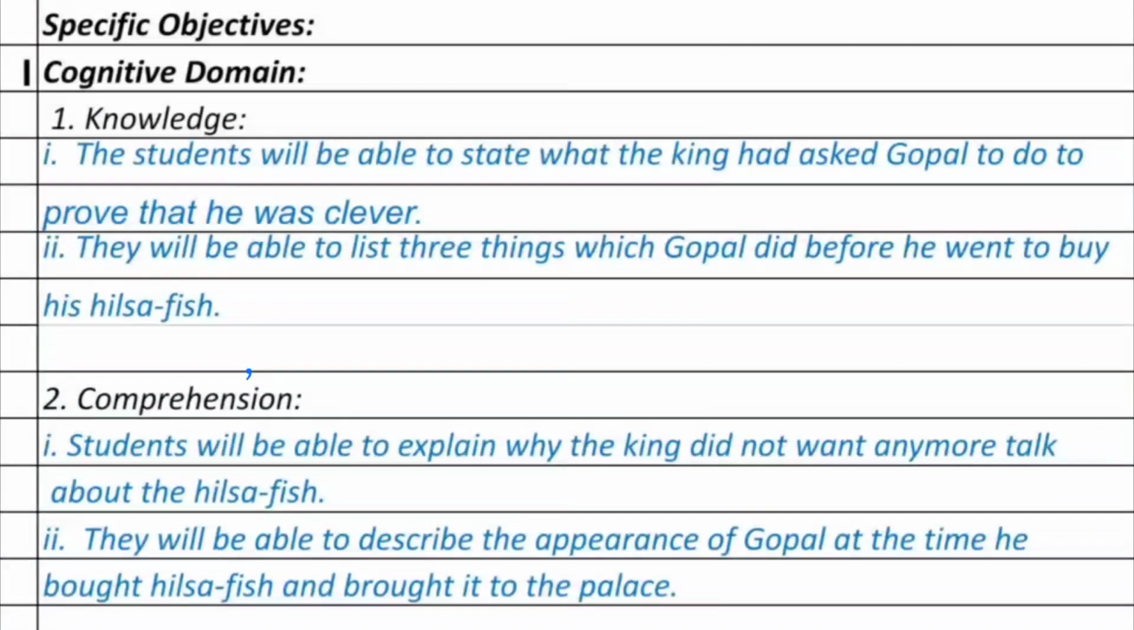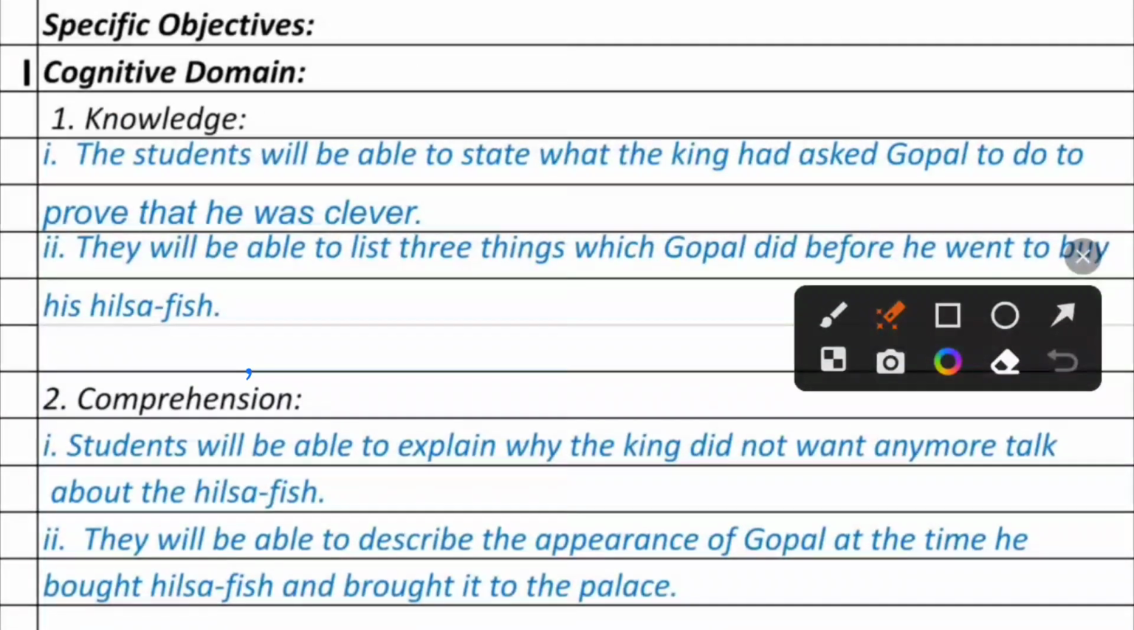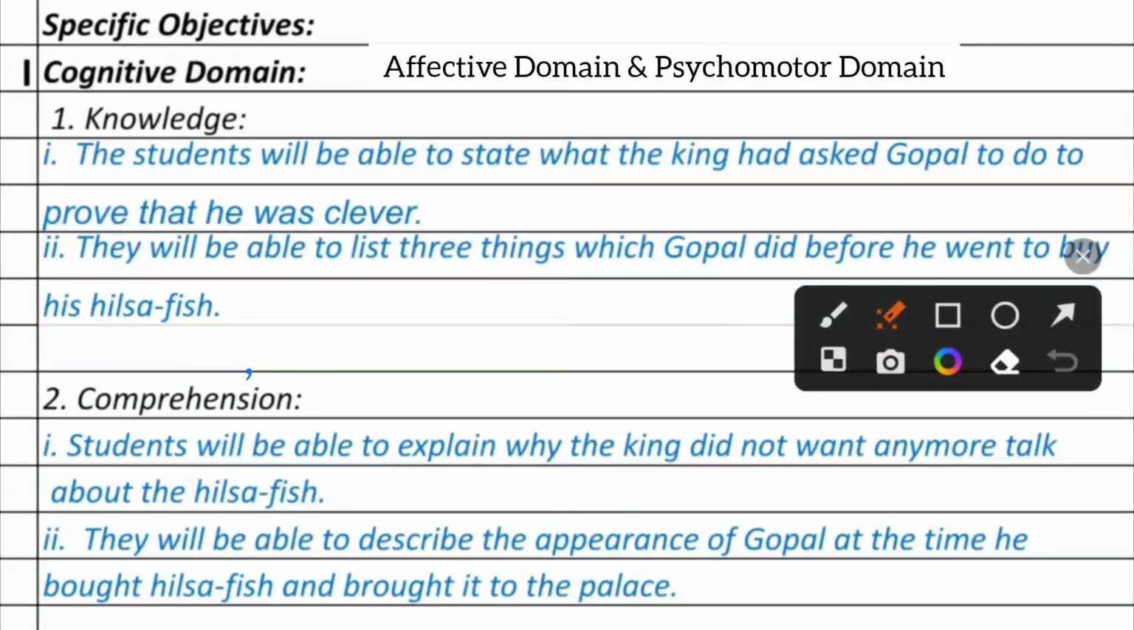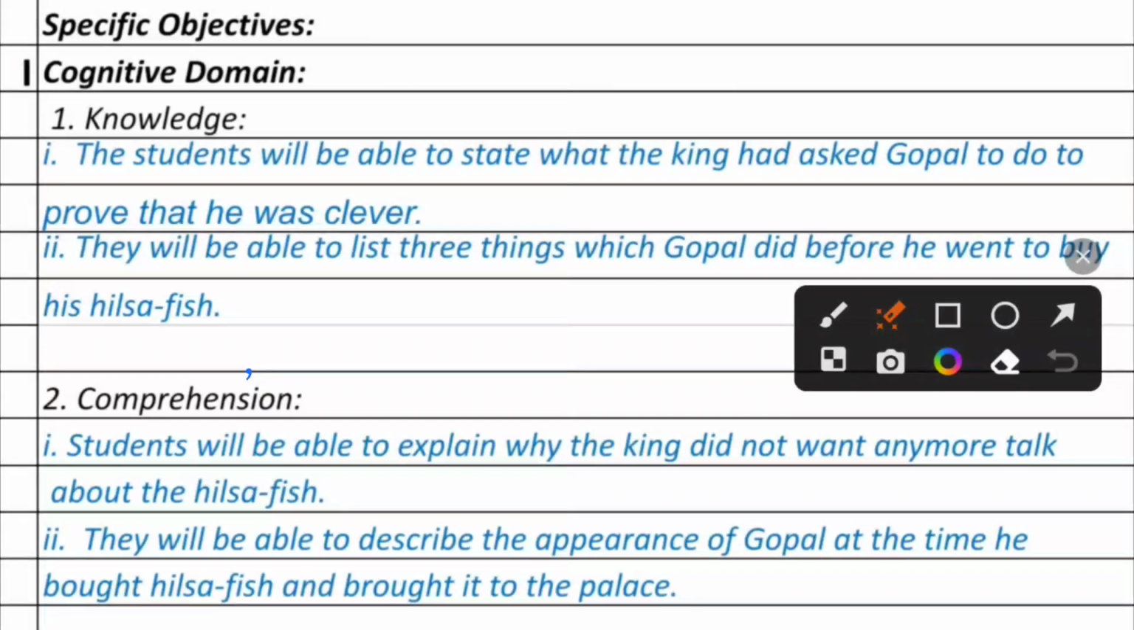After writing general aims, we'll write specific objectives for all the three domains of learning, that is cognitive domain, affective domain and psychomotor domain. For cognitive domain, we'll write objectives for knowledge level, comprehension level and application level. For knowledge level, we'll write the students will be able to state what the king had asked Gopal to do to prove that he was clever.